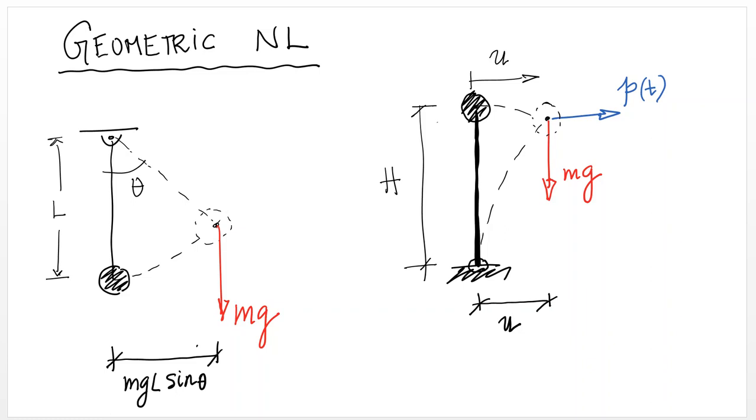But if mgu is comparable to P times its distance from the support, then that effect cannot be neglected. Moreover, when this cantilever begins to deform significantly, the height of P with respect to the support also becomes a function of the lateral displacement u. So you have a feedback effect where the displacement of the structure creates changes in loading, which in turn create changes in displacement. And so this is a more complex type of nonlinear behavior, and this is known as P delta effect, which can create instability in structures.